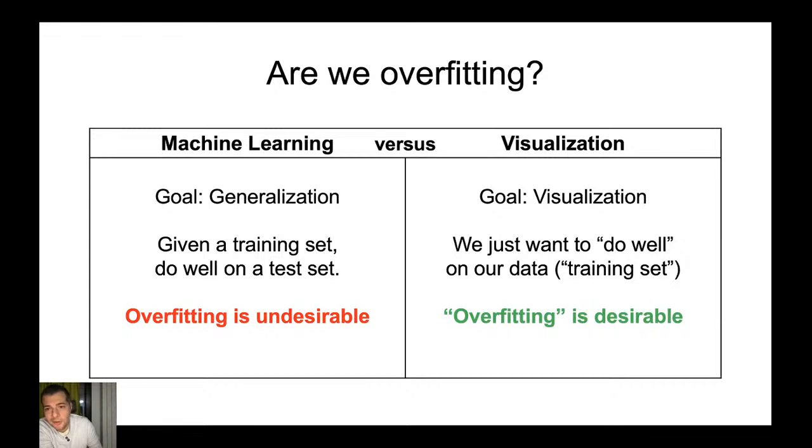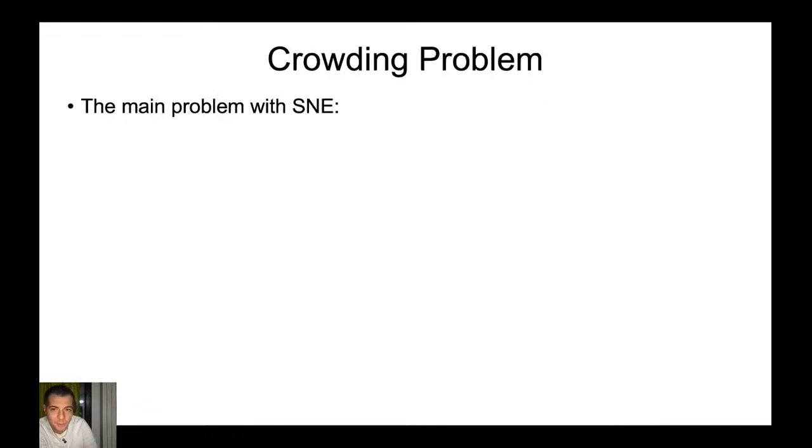So I just want to emphasize that in machine learning, the goal is to obtain a model that generalizes well. So we have a training set and we want to do well on the test set. So in this case, overfitting is not desired. In the case of SNE, the goal is to obtain a good visualization of the data. So we are given a data set that we want to visualize, and we just want to do well on this data. So in this case, overfitting is desirable. So we do not care about obtaining high generalization and so on.